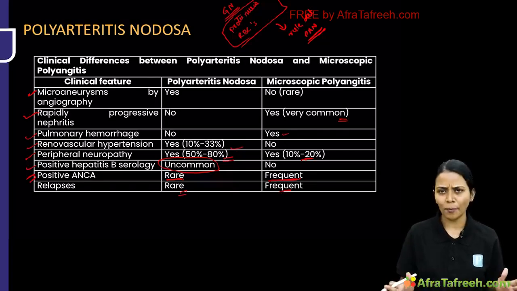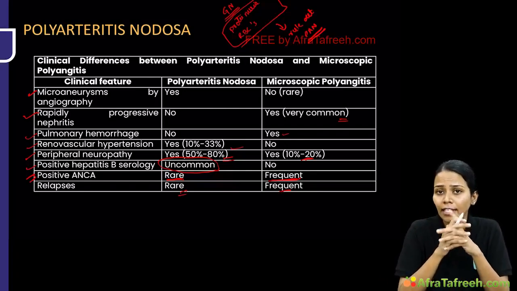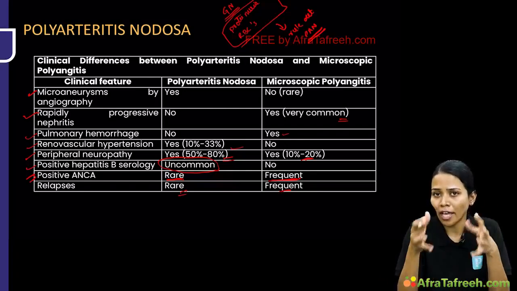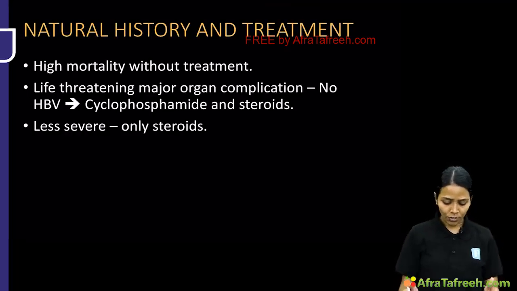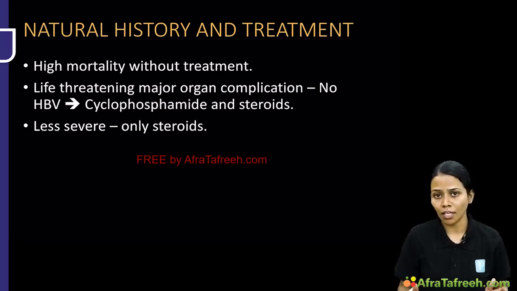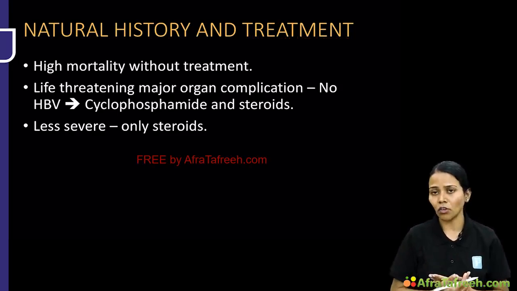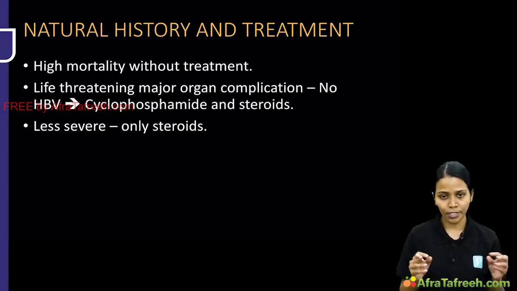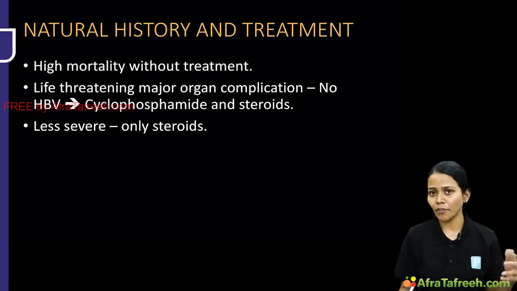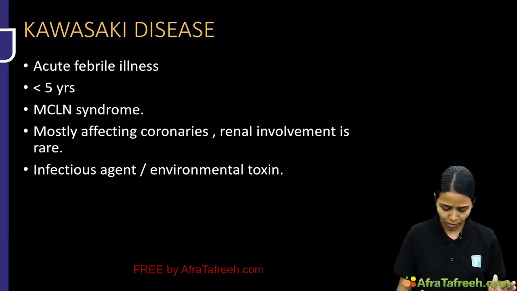So you don't have to remember all these things. Just remember, if glomerular involvement is seen, then it is microscopic polyangiitis or ANCA vasculitis and it is not polyarteritis nodosa. Now, natural history and treatment: it generally shows high mortality without treatment. If there is a life-threatening organ complication and there is no HBV, then you have to give cyclophosphamide and steroid. If there is HBV, you have to start antiviral therapy along with this. And in a less severe disease, you give only steroid.